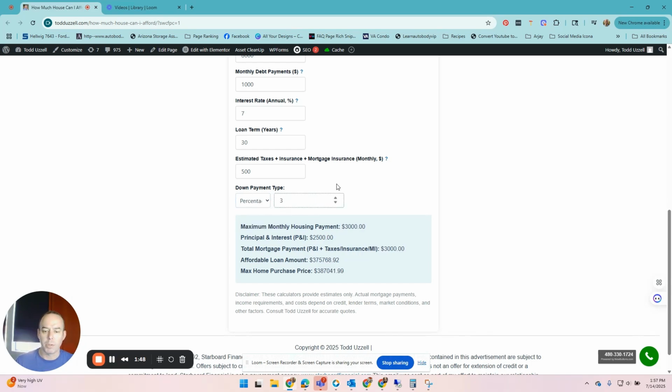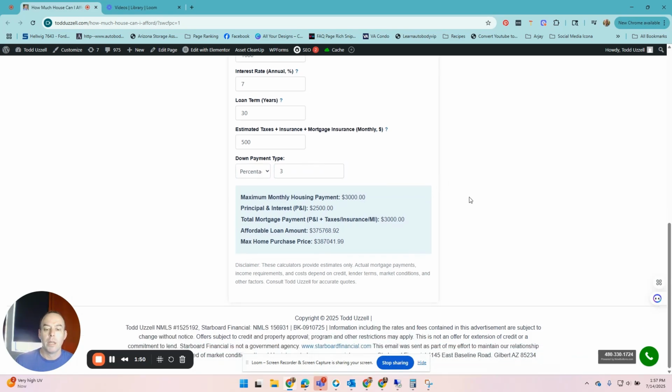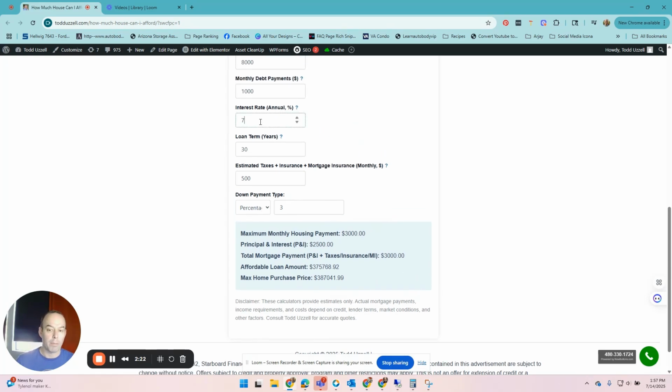We're going to put the minimum 3% down for a conventional loan. And this says that our maximum monthly house payment, which is going to be based on the 45% of your total income, more or less. So you have principal and interest, $2,500 plus the $500 for tax and insurance leaves a $3,000 house payment. And in this market, a $3,000 house payment is going to buy you somewhere in the neighborhood of a $387,000 house. So again, if we changed this, say we went to 6.5, well, that goes up to 407.